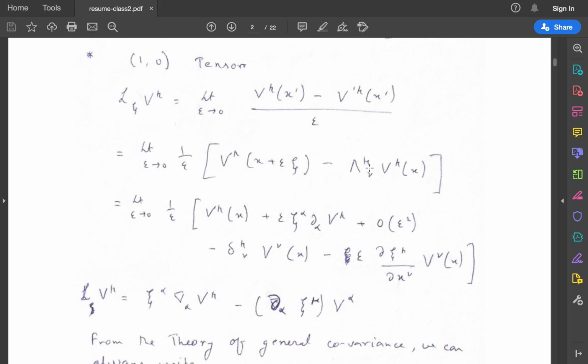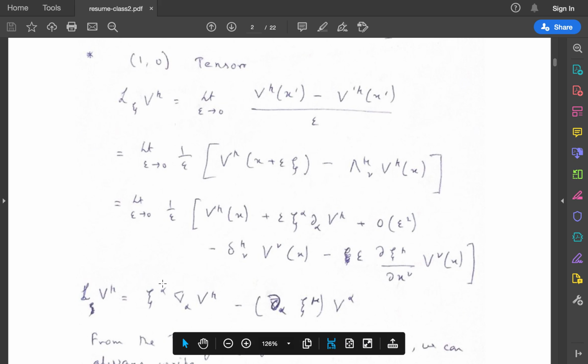However, the first term is the delta function, and the second term is the ε times the partial derivative. Now you check that these two terms will cancel each other. This already goes to 0, so we are left with two terms. And if I make this change, the Lie derivative of a vector is defined as ε (ζ^α ∇_α v^μ − ∇_α ζ^μ v^α).